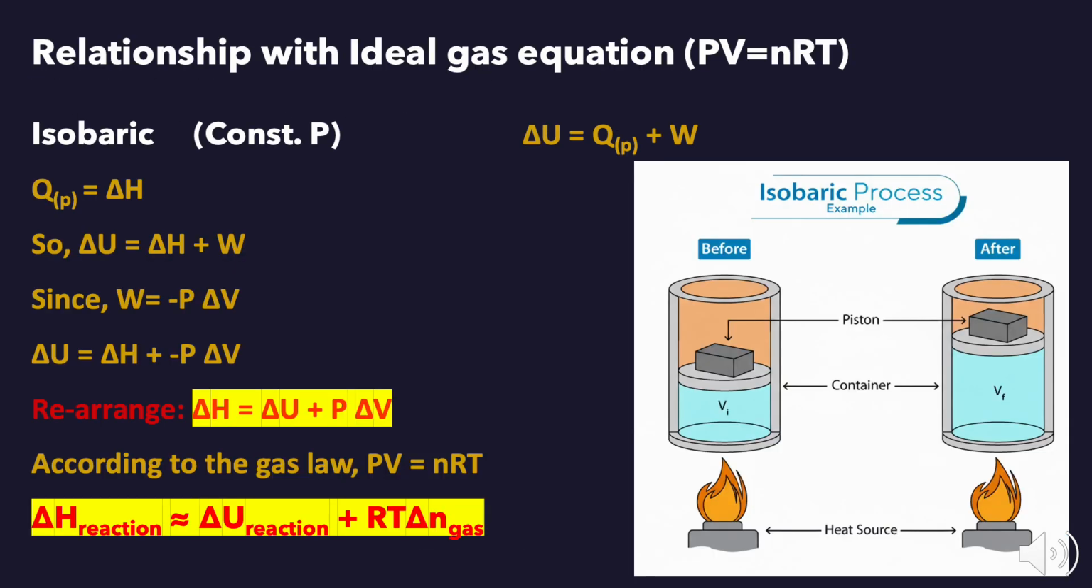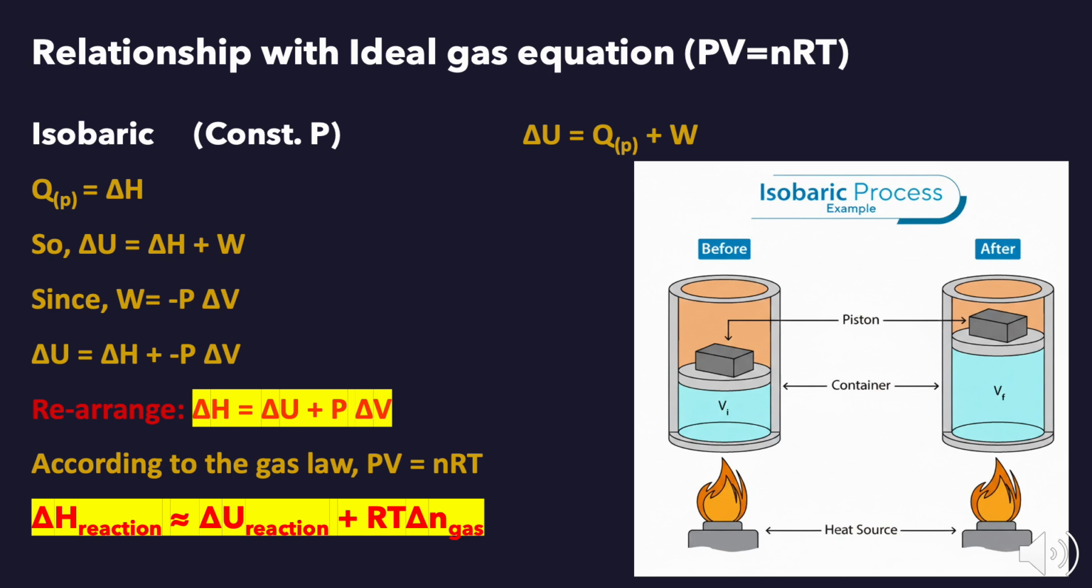Let's look at the relationship with the ideal gas equation. Isobaric means constant P, equation is delta U equals Q plus W. Think boiling water at 1 atm, work is W equals negative P delta V. But Q at constant P equals enthalpy change, delta H. This relationship is super useful for reactions.